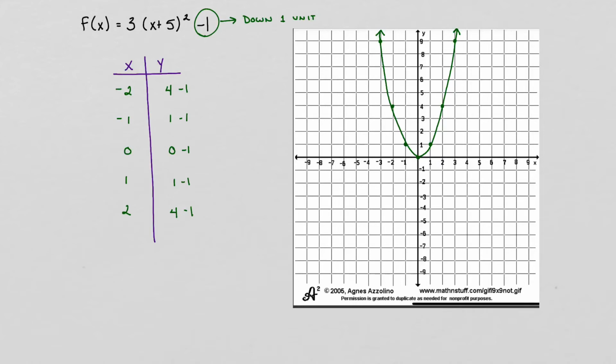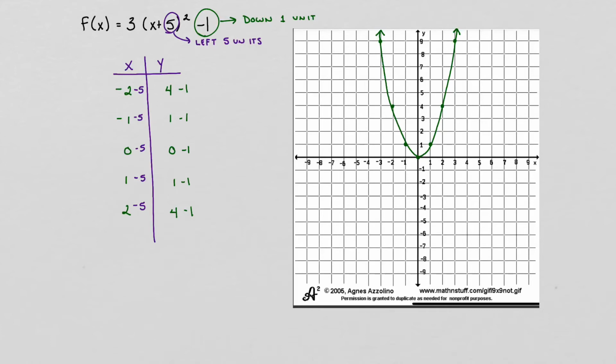The next thing I'm going to note is that I have an x plus 5. Remember, think of House of Lies. So this is going to go to the left 5 units. And again, anything inside of the function, so inside of those parentheses or inside where that squaring is happening, is going to impact your x values. So I'm going to subtract 5 from all of my x values.